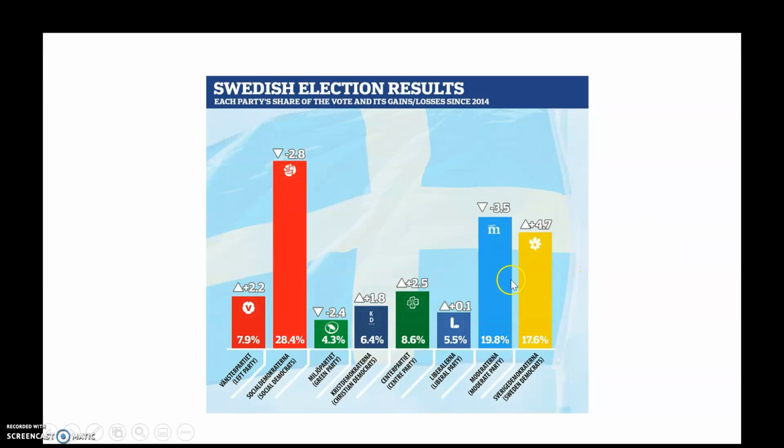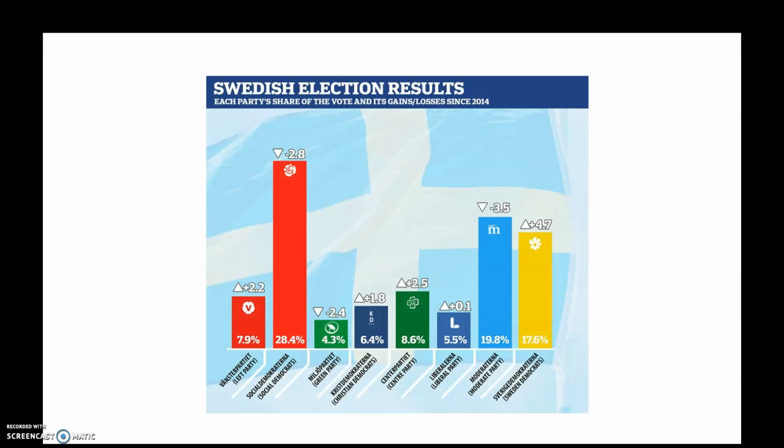But then, these two parties on the right-hand side, the Liberals in yellow, I think they are, and the ones in light blue, with 19.8, I think they're like the Conservatives. Again, 20% of the vote, 17.6% of the vote. So again, Sweden does not have a two-party system.